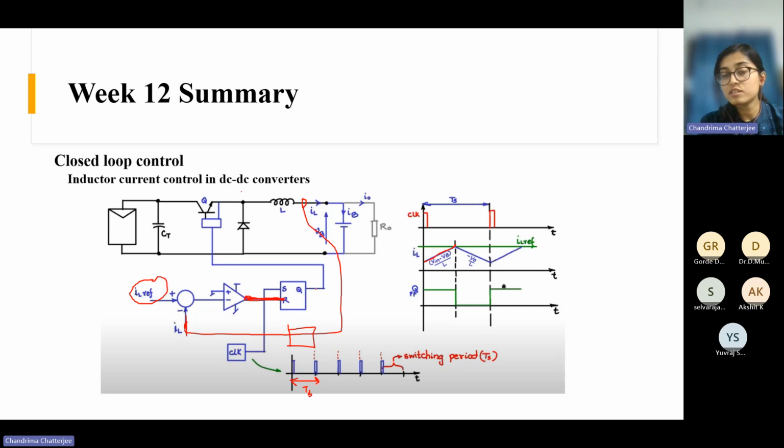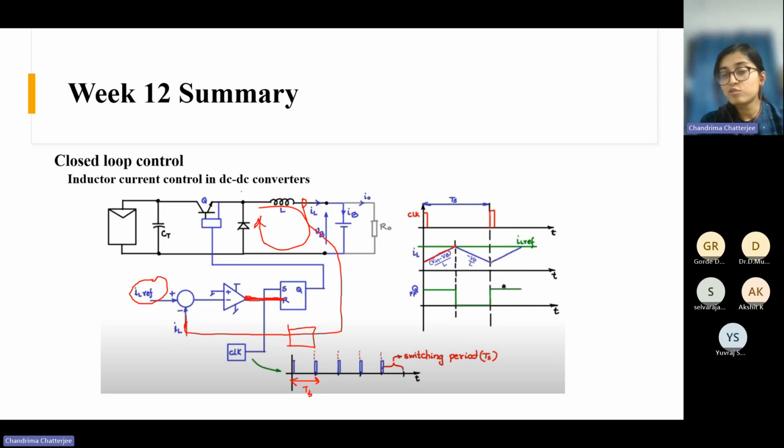The output will become low. The SR latch output will become low because now the reset is high. So then again, there is no gate pulse to the switch, and then your current will start dropping. Why? Because now the switch is off. Now the inductor current will freewheel like this.